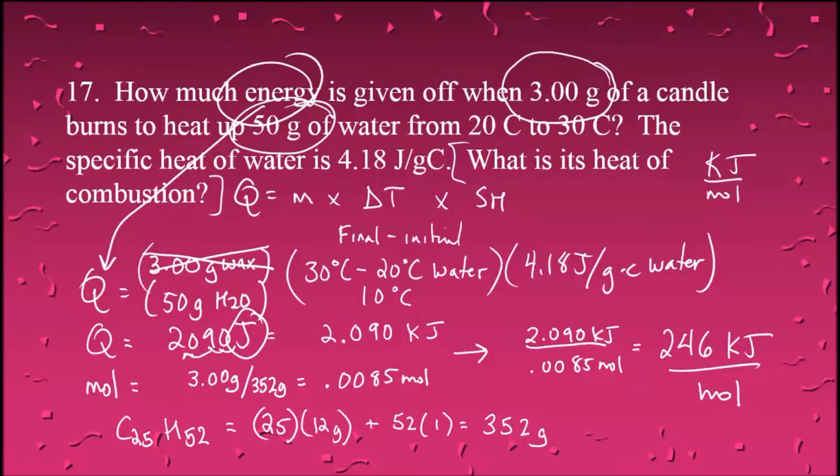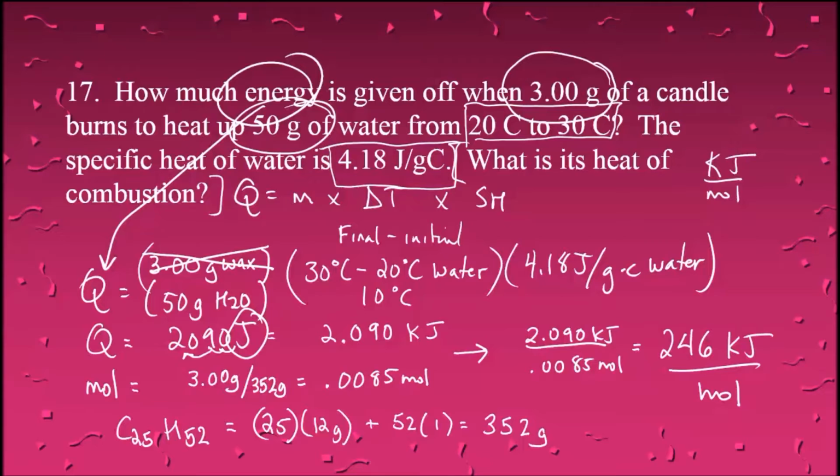All right. Let's review. First thing you do is figure out who the change in temperature is for. And it should be the same person whose specific heat you are given. Then you multiply the change in temperature and the specific heat by the mass of the same thing. We could not use 3 grams because that's the candle. We needed to use the 50 grams of water. So 50 times the change in temperature, which is 30 minus 20, which is 10, times 4.18. That gave us the amount of energy that the water absorbed.